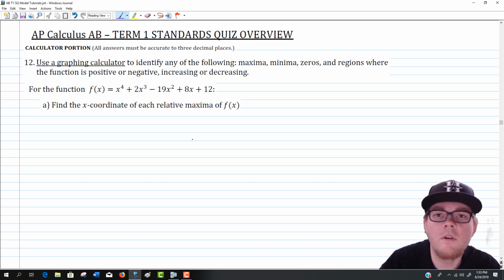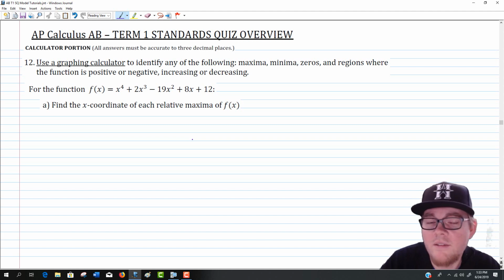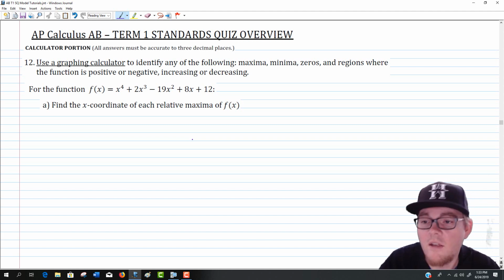So for this first one, for question 12 on the standard quiz model, I've given just a single function for simplicity, as well as to save a little bit of time as I'm making these solutions and videos. And basically you're given a polynomial function, so one that you could do some basic analysis on without a calculator, but one where it might be difficult to factor or solve without a calculator.